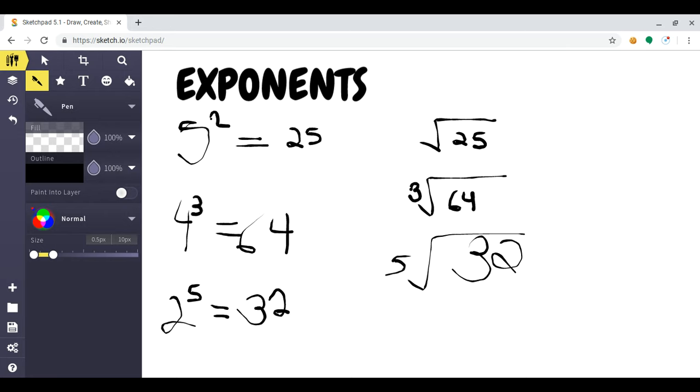I know this lesson was pretty straightforward, pretty simple. We'll get on to negative exponents the next time.